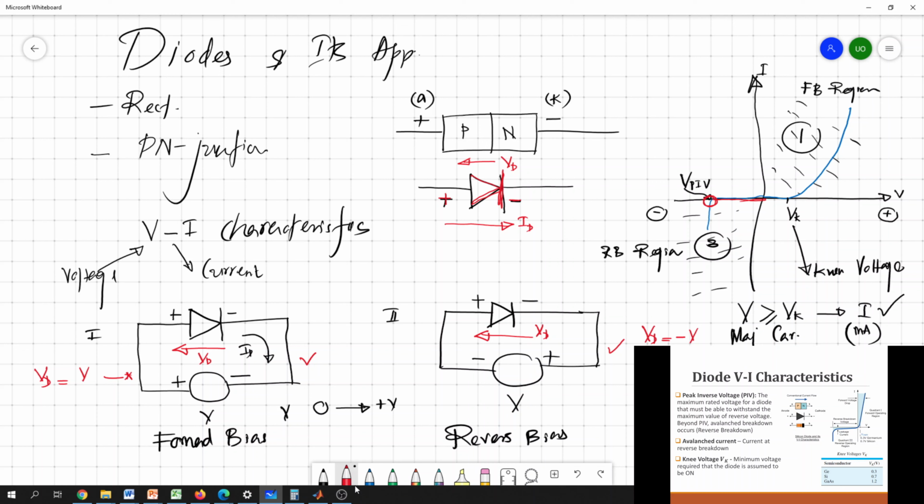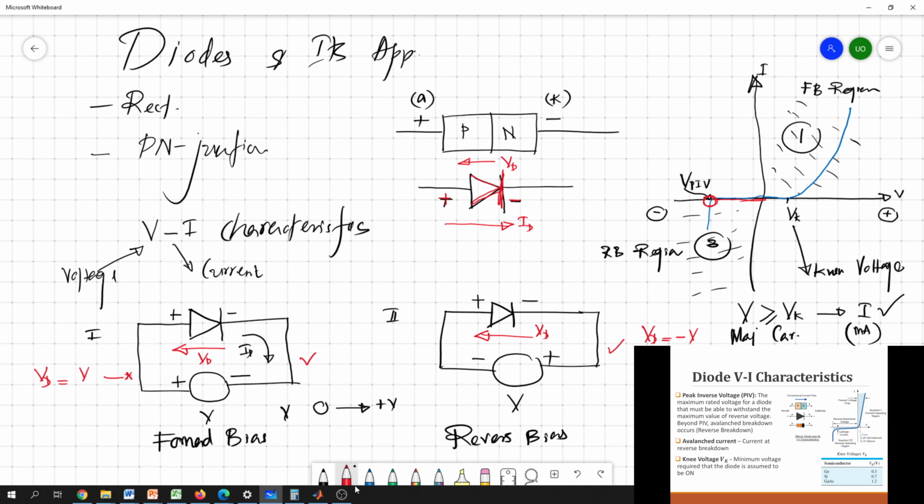Once you apply a voltage beyond that peak inverse voltage, you can see a notable current flow through the diode. It means it's simply a short circuit, so you can't use the diode after that. In the forward bias region, the supplied voltage should be greater than or equal to the knee voltage Vk. Otherwise you cannot observe a notable current flow through the device.